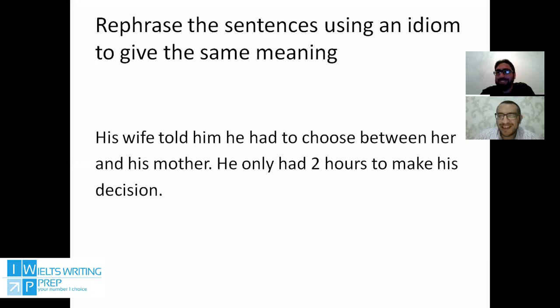So what's that word that I told you to practice as well? So you can't sit on the fence. You make a decision. You can't sit on the fence. You have to make a decision. You have to. Yeah. So it's going to be have to. You have to make a decision within 2 hours.